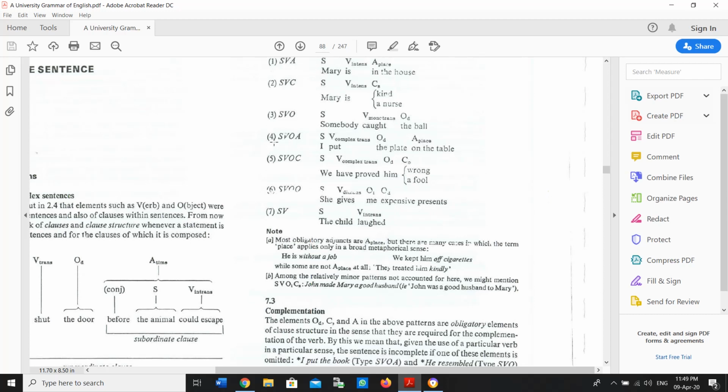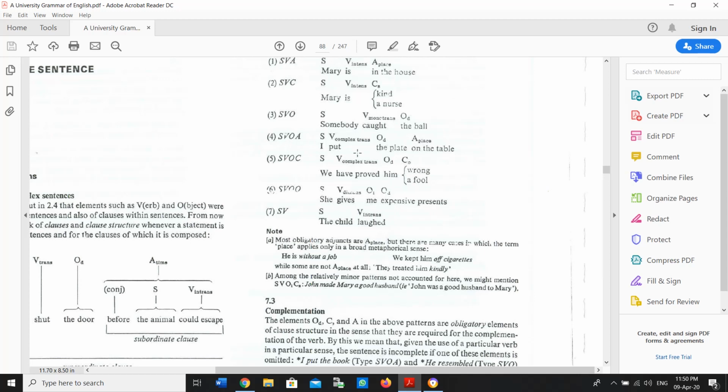Now the fourth one. Since SVO now is fixed, I'm going to add the same element that I used on the first three types. So SVOA, and again the A is adverb of place. But the verb here is not mono, rather it is complex transitive. Why is it complex? Because it can't stand alone with the object. It needs another element to complete the meaning, but not another object, another element. That's why we call it complex transitive.